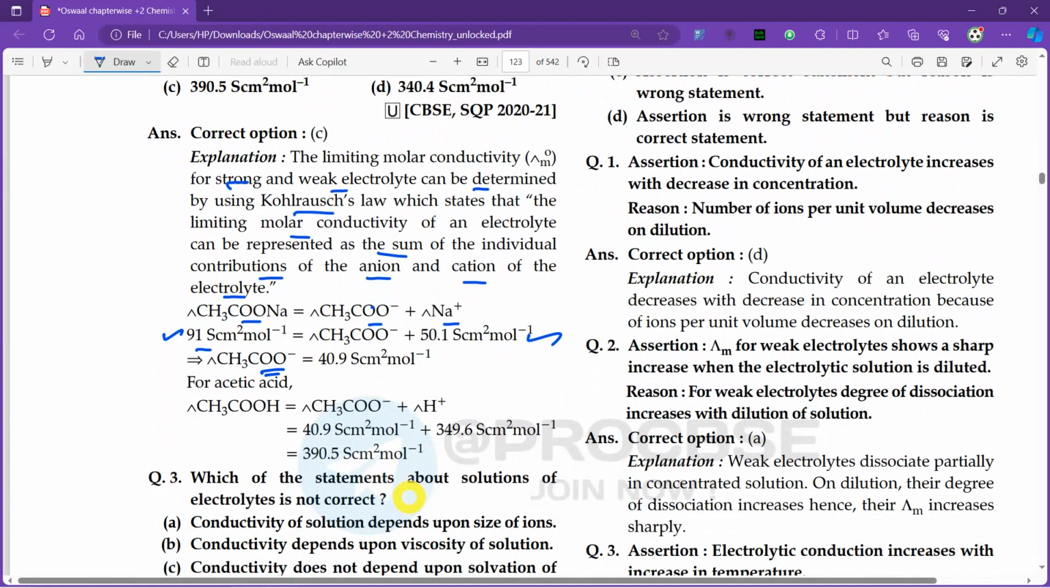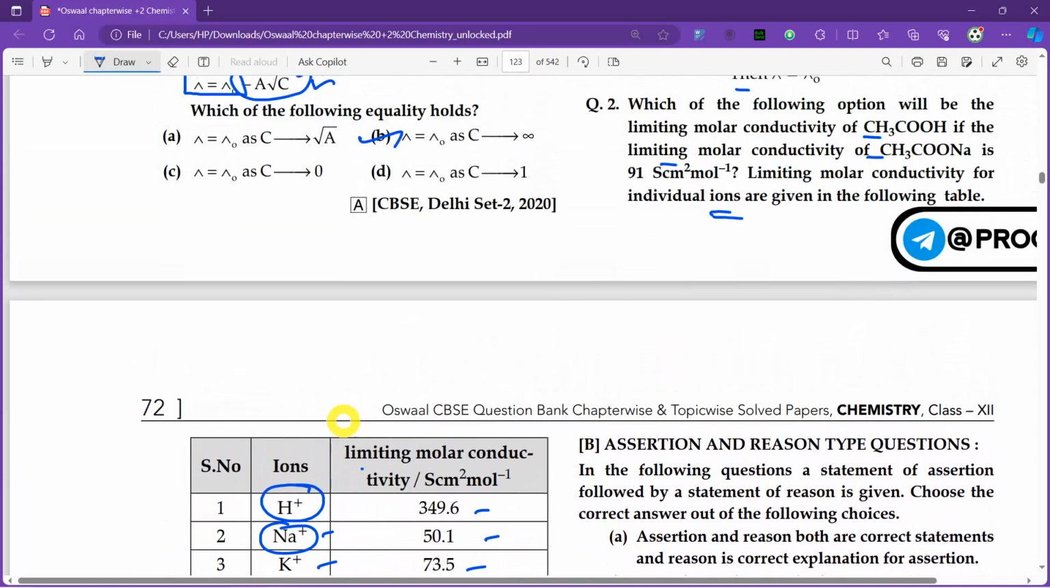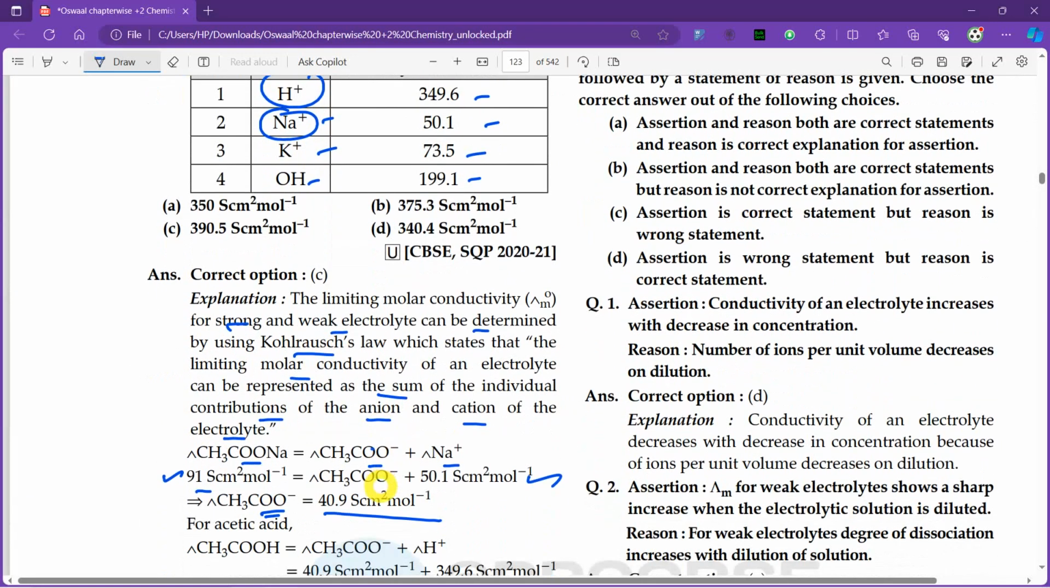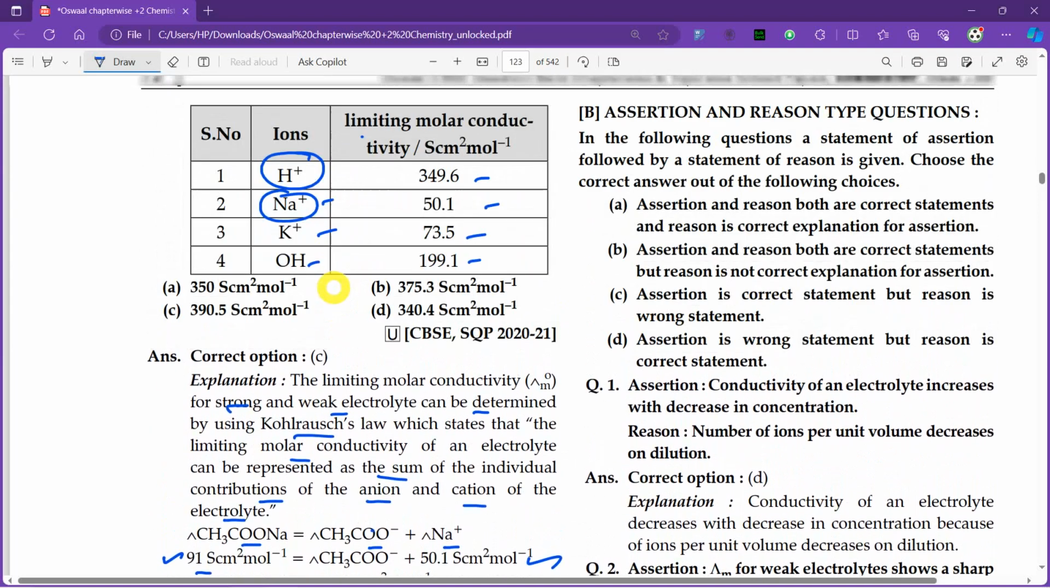So we found the conductivity of the acetate ion is 40.9 Siemens centimeter square per mole, and the conductivity of the H plus ion is given here, 349.6 Siemens centimeter square per mole. So by adding these using the Kohlrausch law, we can get the conductivity of acetic acid, that is 390.5 Siemens centimeter square per mole. This we can find out from the equation. Yes, 390.5.